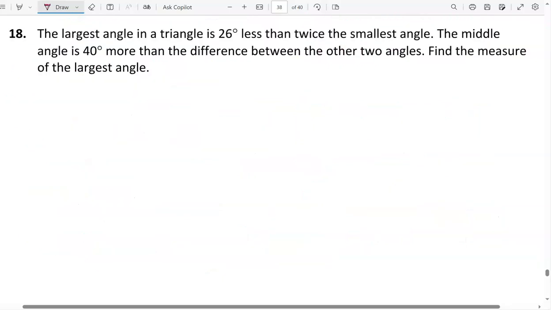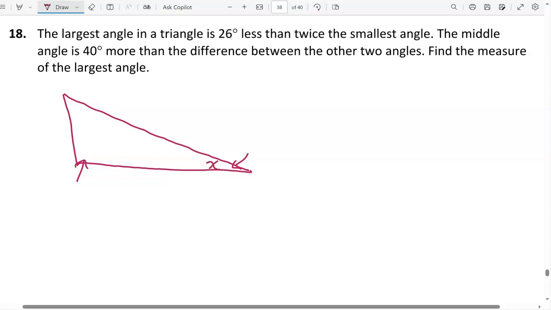In number 18, we have a geometry problem. Yay! The largest angle in a triangle is 26 less than twice the smallest angle. So I'm going to draw my triangle, and I'm drawing it in such a way that we can see where the largest and smallest angles are. This looks like the largest angle. That one looks like the smallest angle. So the largest angle is 26 less than twice the smallest angle.